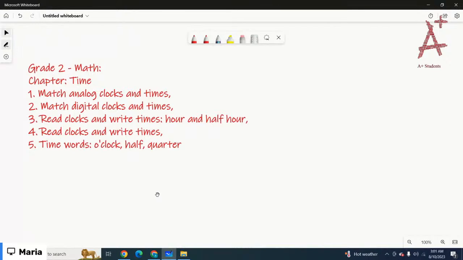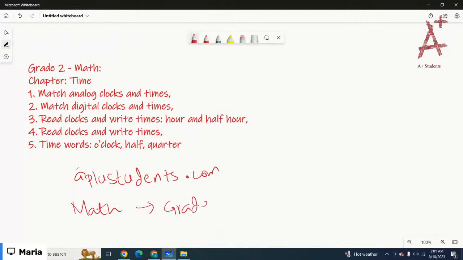We are here for grade 2 math. You can find all the lessons on aplusstudents.com. You have to log in there using your email address and password as provided by the administrator. Then select math from the subject tab, scroll down to grade 2, and click on view all lessons. There you can find a list of the chapters.